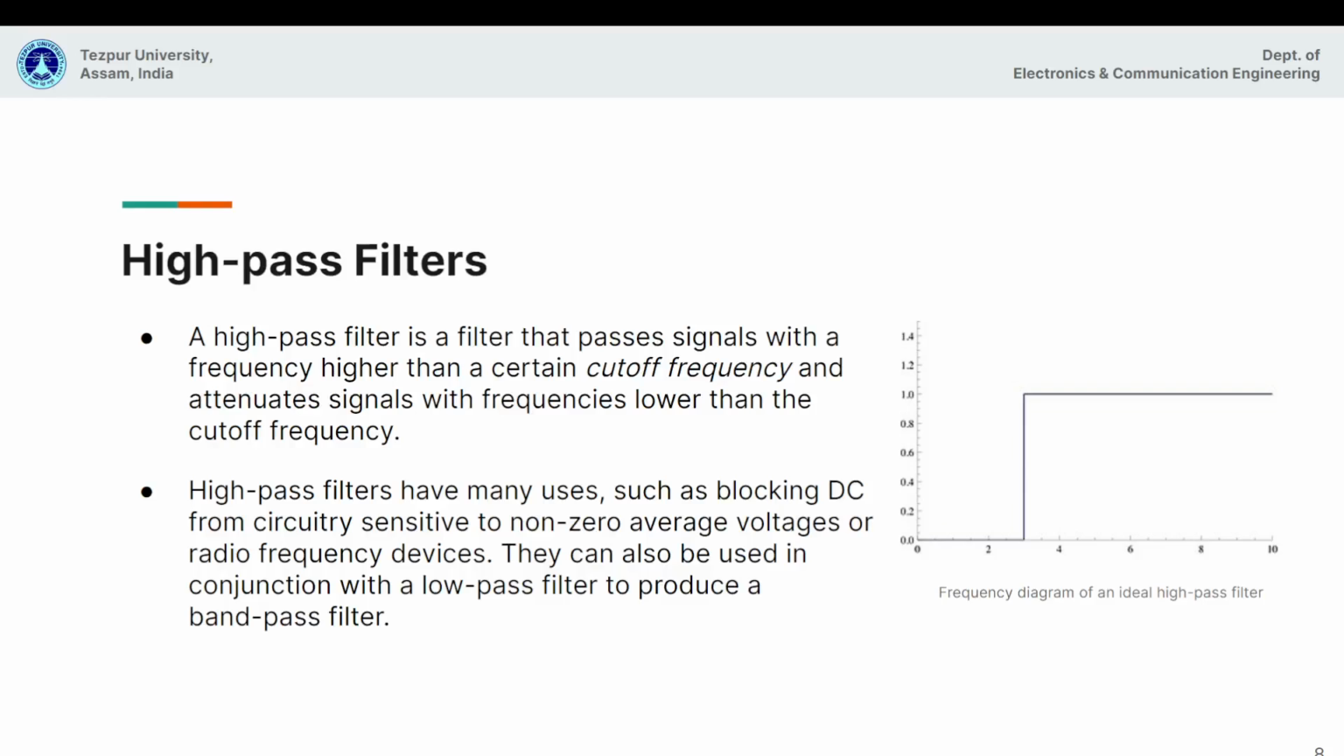Now, high pass filters. A high pass filter is a filter that allows the passage of frequencies which are higher than a selected frequency. An ideal high pass filter eliminates all the frequencies lower than a cutoff frequency. And here is the graph, so we can get an idea.